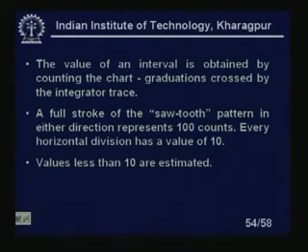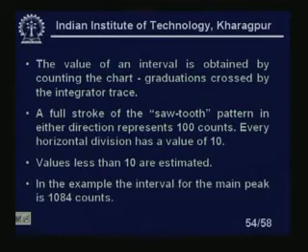Values less than 10 are estimated, which means 10 is the minimum resolution we can get. So, if anything comes in between, that is to be estimated. In the example, the interval for the main peak is 1084 counts.